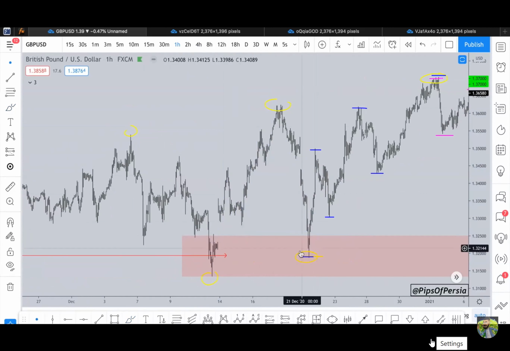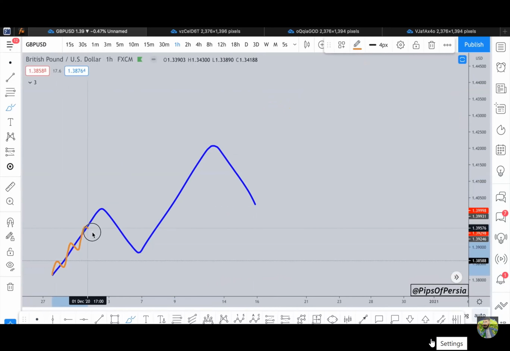A lot of you also find it really easy to identify the smaller structure points within the same trend on the lower time frames. So you might even be comfortable looking at the fractals, looking at the smaller trends that take place within the larger trend.